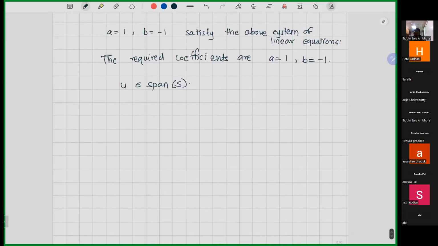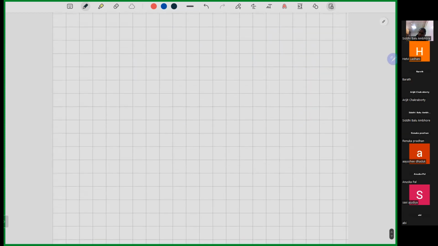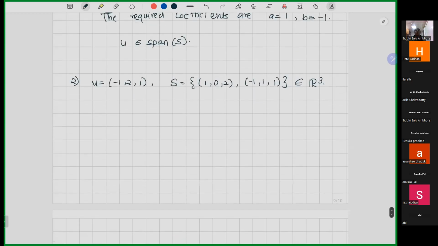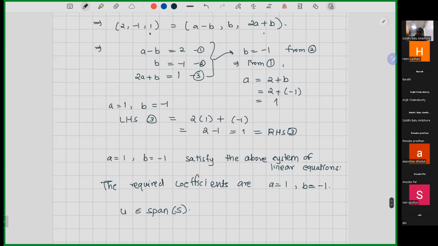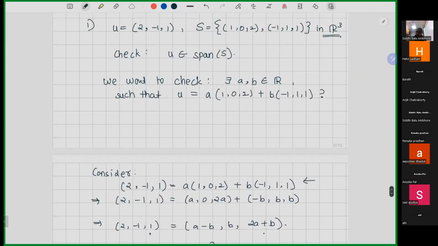So let's take the second, again one question with the span. Now our u is (-1, 2, 1), and S is again similar to what we had, (1, 0, 2) and (-1, 1, 1), in R3. So again, we will write them as a linear combination. So a and b, we want to check, similar to what we did here.